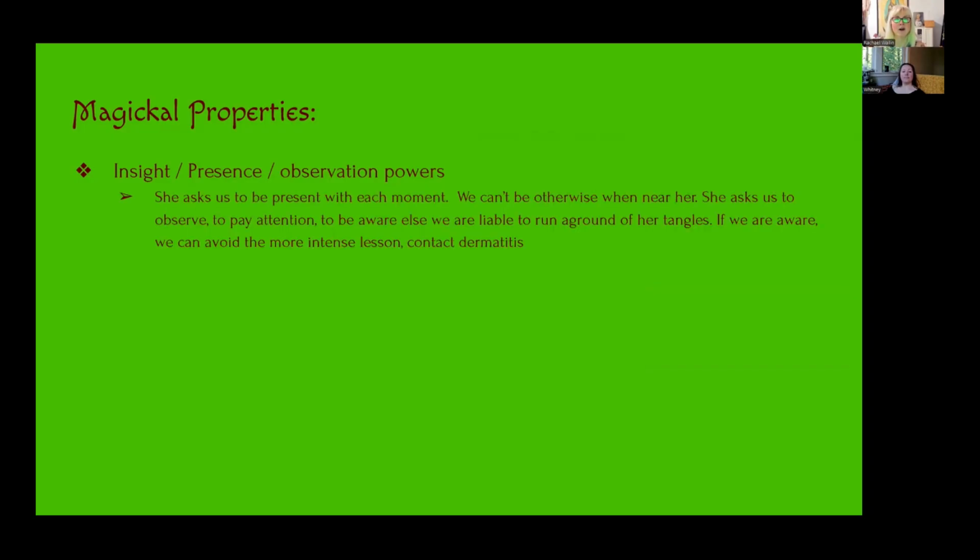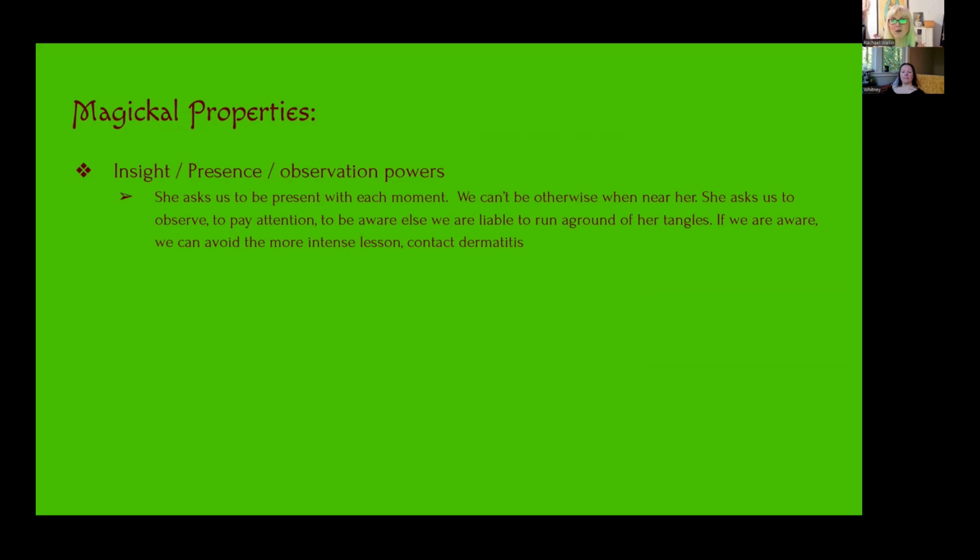Perfect. So the magical properties, the same thing. I kind of got them from these, and you're going to see just a repeat: insight, presence, observational powers. Every moment you're out walking around in nature, you have to be present. If you're in places where there's ivy, poison ivy or poison oak, that's what Toxicodendron calls us to do, to be present with each moment.